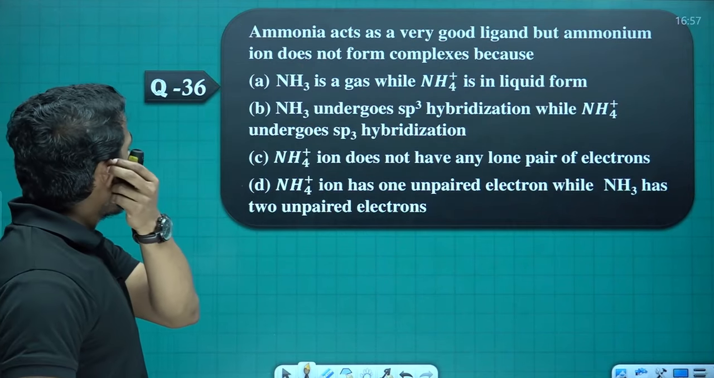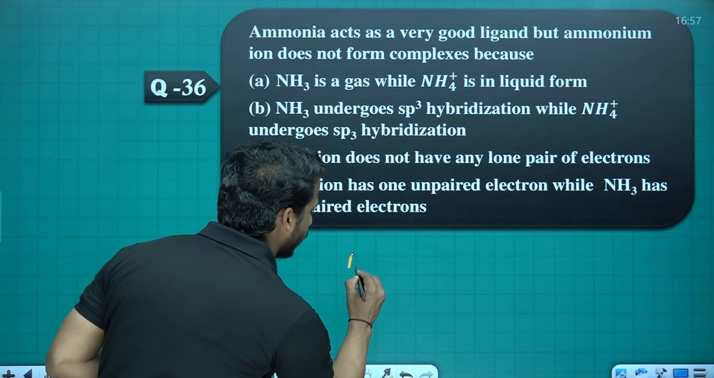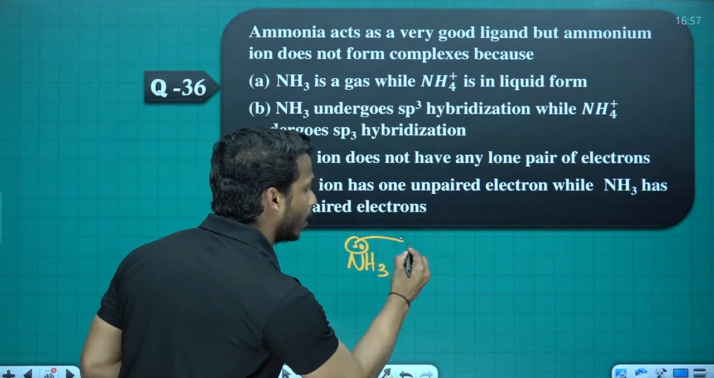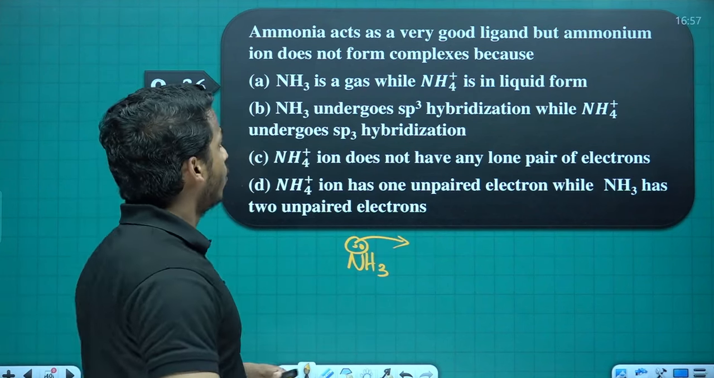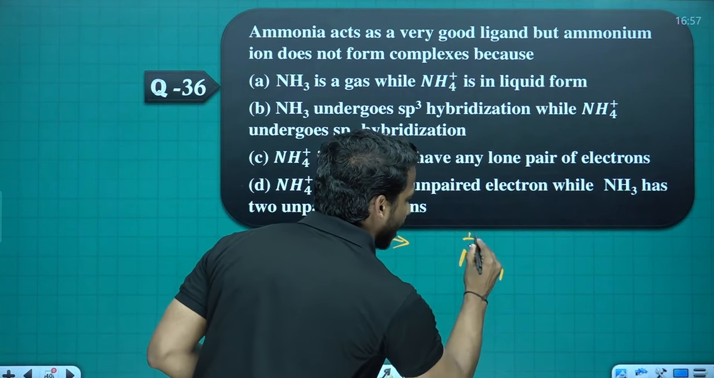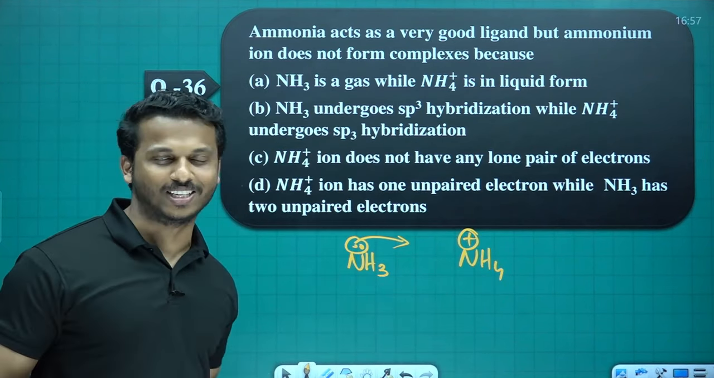Now, ammonia acts as a very good ligand. You know what is ammonia? NH3. It acts as a very good ligand because it can donate the lone pair. It's electron rich. Whereas ammonium ion, what is ammonium ion? NH4+, does not form complexes. Why? Simple question.